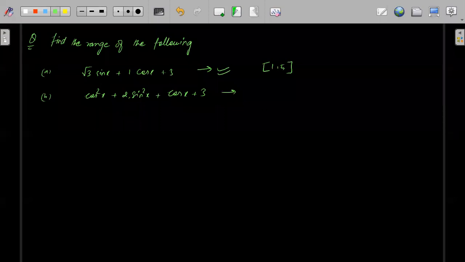Children, the trick is root of a square plus b square, divide and multiply, that is the trick. Samhita, root of a square plus b square for the first one, and convert into perfect square for the second one.